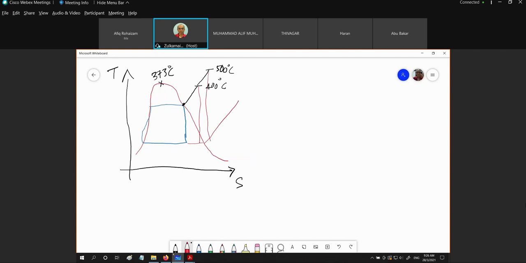If this is our 2, this is our 1, this is 1 prime, 2 prime. This is 1 double prime, this is 2 double prime. Yes, we are going to increase the work, because it depends on the delta H. Okay? But it all depends on the maximum temperature that could be attained by the fuel that we use.